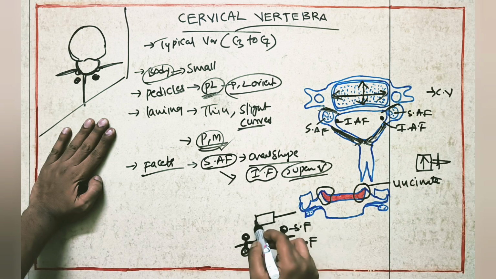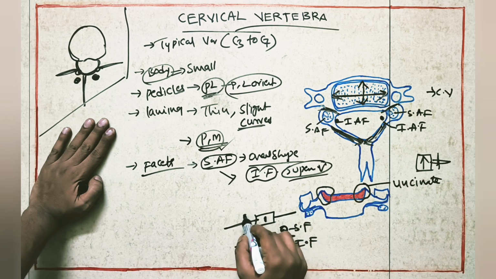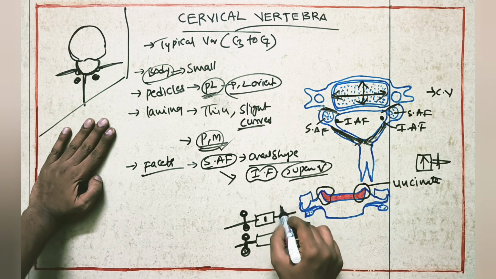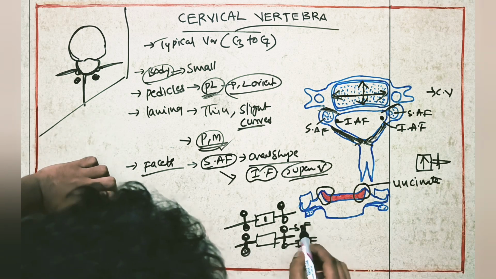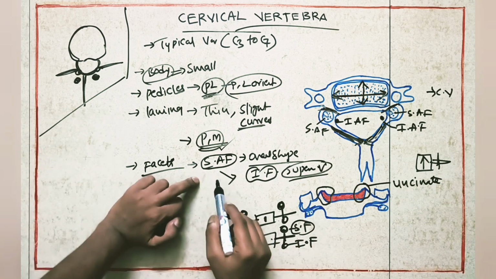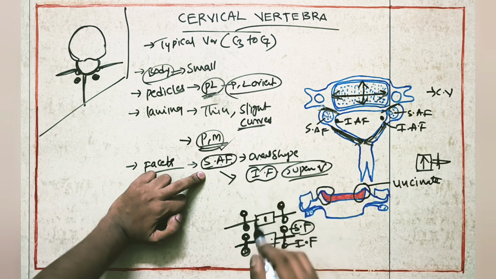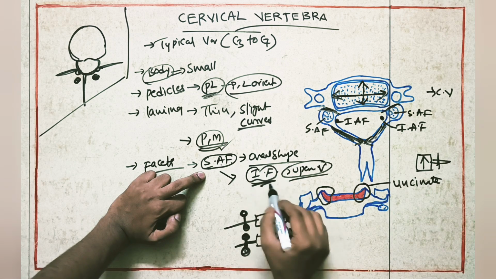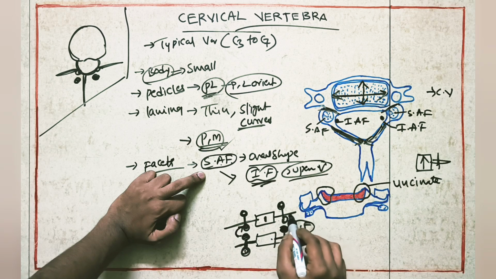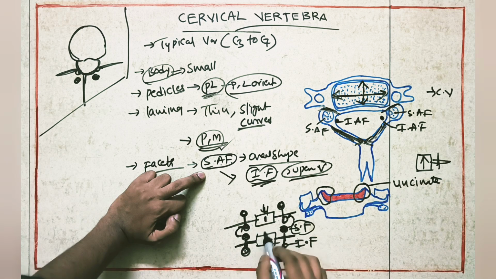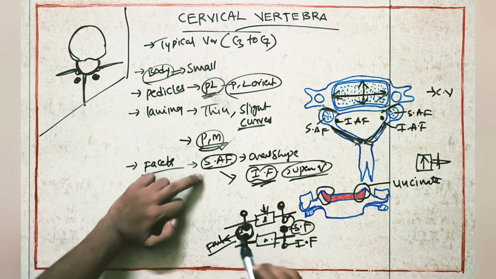Suppose here one vertebra is there, here another vertebra is there. For this vertebra, this is superior, this is inferior. See the superior articular facet, oval shaped. This superior articular surface of one vertebra articulates with the inferior facet of the superior vertebra. For this vertebra, this is the superior vertebra; in it this is the inferior articular facet, and in the other vertebra this is the superior articular facet. These two articulate, and this is called the facet joint.